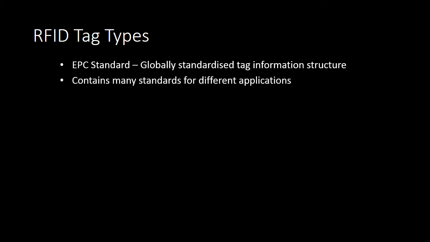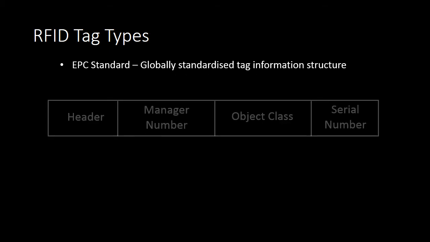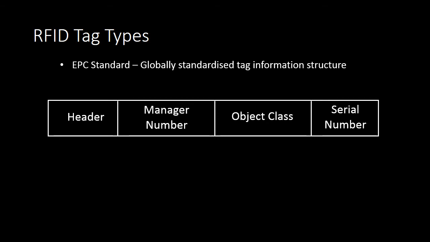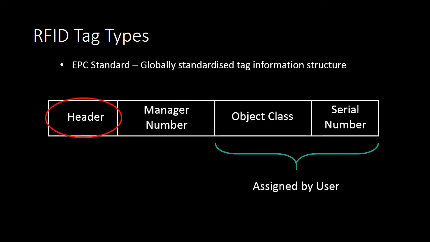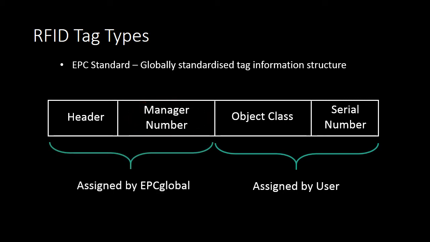Within the new EPC standards, there are many different standards according to the industry and application. RFID tags generally hold less than 2 kilobits of data, which will include a unique identifier or serial number and an object class which identifies a group of objects. These fields are selected by the user. The header identifies the length, type, structure, version, and generation of the tag. The manager number is responsible for maintaining the user-defined information. These fields become predefined with the tag according to the industry or application.